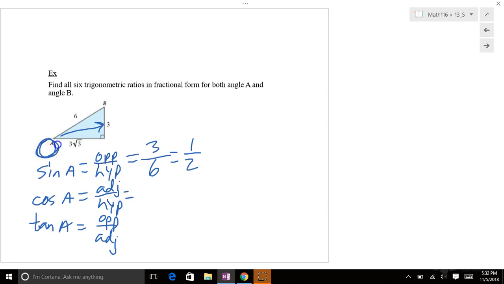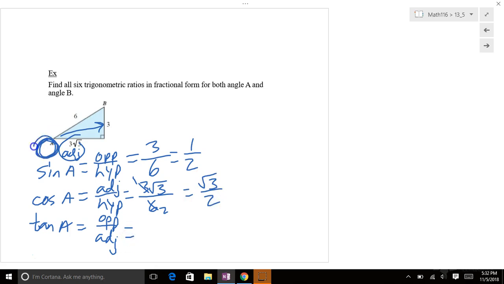The cosine of angle A, again, here's cosine, so who's right next to it? Who's the leg right next to it? Right here. That's the adjacent side to angle A. So the adjacent side is 3√3, the hypotenuse still 6. Well, 3/6 is 1/2. So you got √3 all over 2.